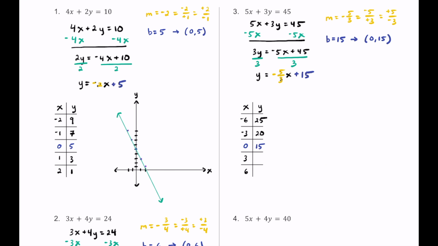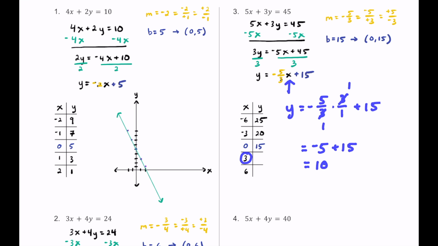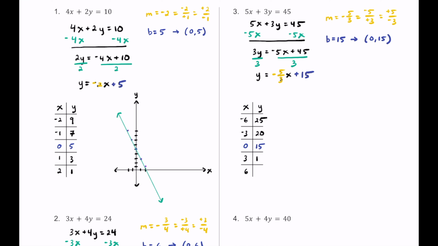All right. Next we have x is equal to 3. So we see x is 3 here. Let's go ahead and substitute that in. So y is equal to negative 5 over 3 times 3 over 1 plus 15. Now these 3's are going to cross cancel to make 1's. Negative 5 times 1 is negative 5 plus 15. Negative 5 plus 15 is equal to positive 10. So when x is 3, y is 10. Let's go ahead and put that in the table.